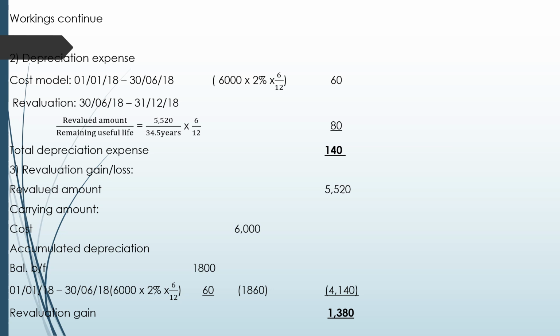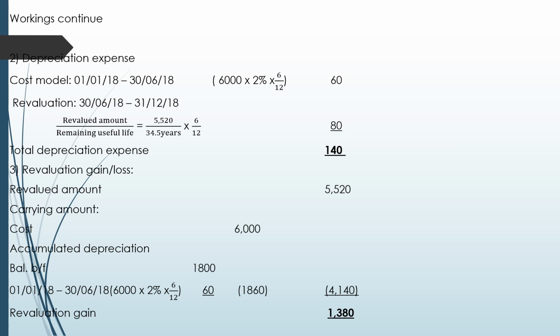That made us to initially calculate for the remaining useful life. So remember, whenever there is a revaluation given in the question, try your best as much as possible to first of all calculate for the remaining useful life to make your work simpler. But note that the revaluation model was employed within the second half of the year. So we have to multiply by 6/12 as well. And that will give us 80.